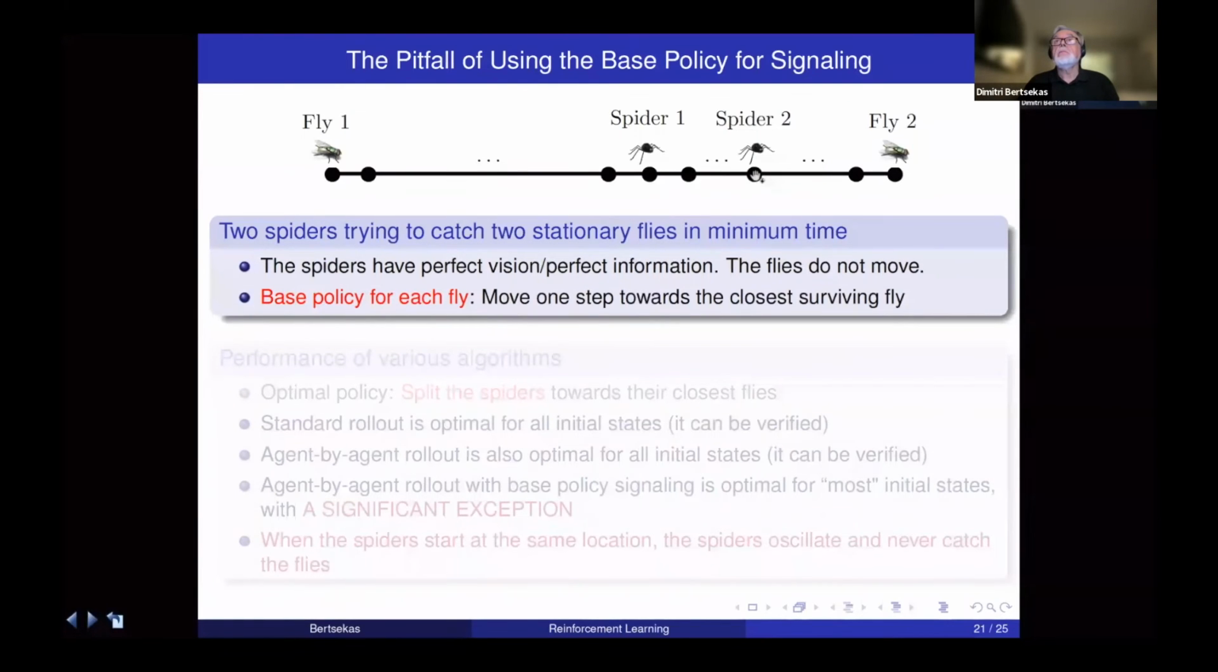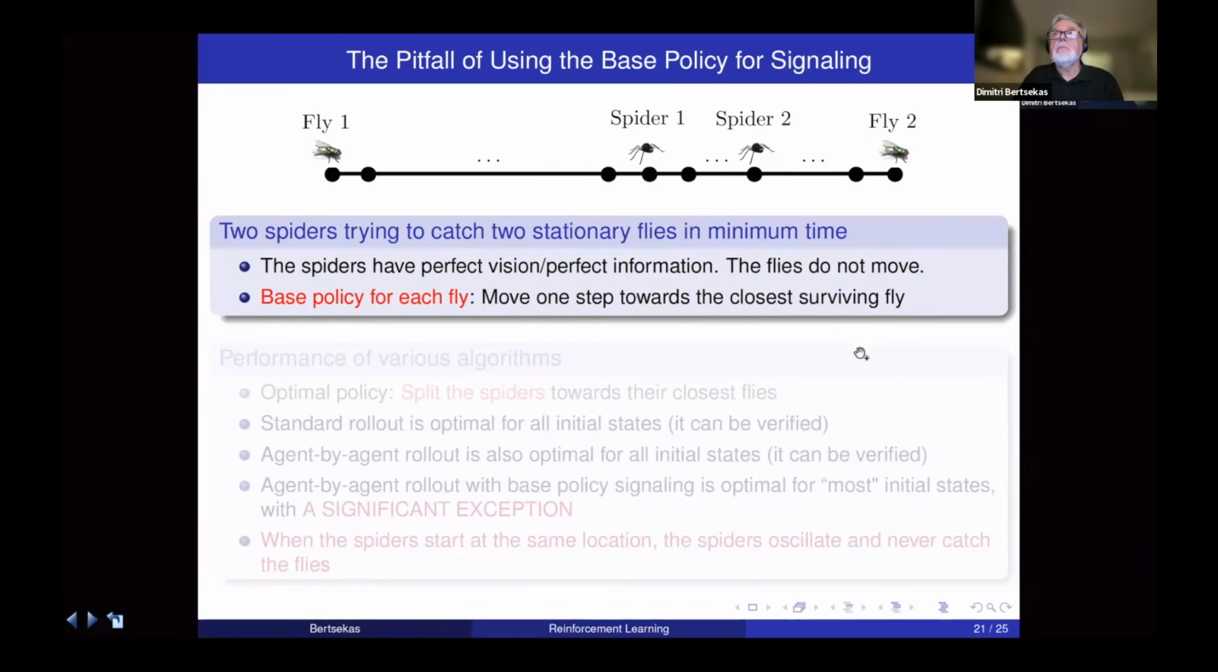Spider number two does the same thing, looks at fly number one, fly number two, and moves again to its closest one. And they don't make any attempt to coordinate. And that's the base policy. So given a state, we look at the closest flies and we move the spiders one step towards them.